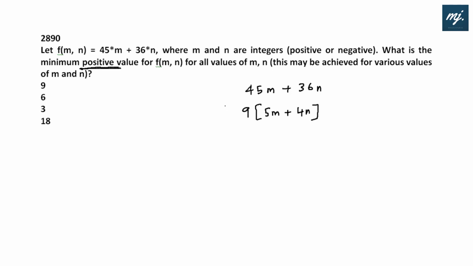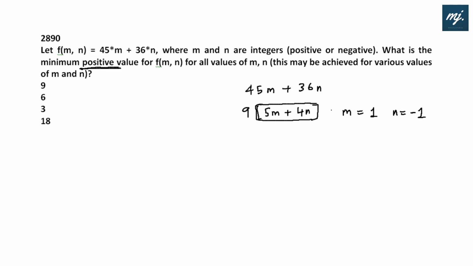I need a positive return, and it is a multiple of 9. And the minimum positive return has to be 9 when this can be converted into 1. The smallest positive value of the factor 5m plus 4n can be 1. Yes, it can be 1. M is equal to 1 and n is equal to minus 1.